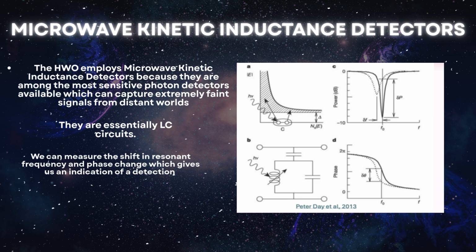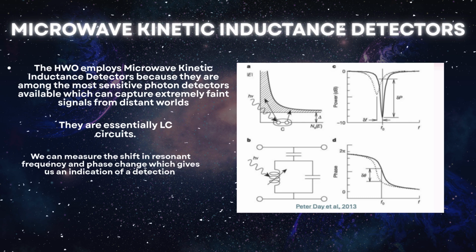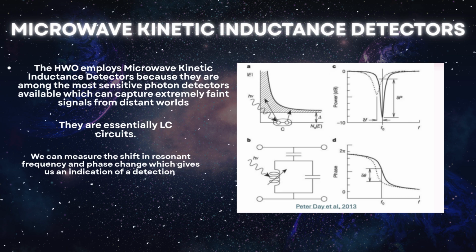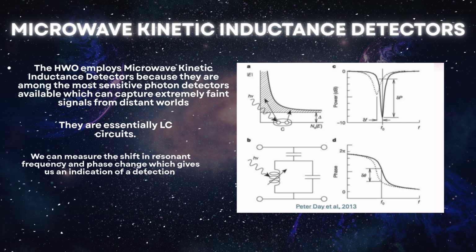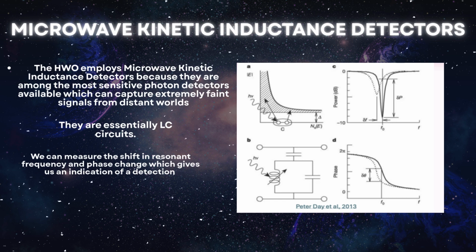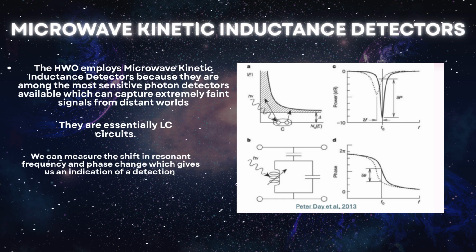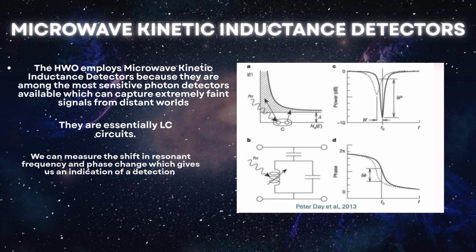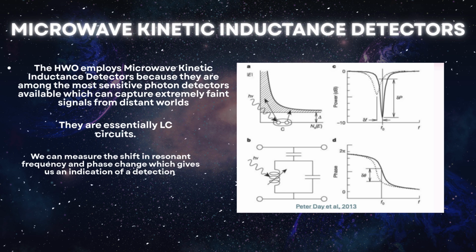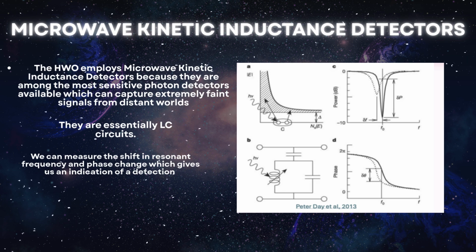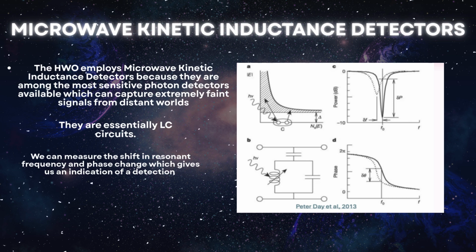The HWO employs MKID detectors because they are among the most sensitive photon detectors available, capable of capturing extremely faint signals from distant worlds. MKIDs are superconducting resonators that behave like LC circuits. Each MKID has a specific resonator frequency, similar to how each guitar string has a natural pitch. In these diagrams, you can see when a photon interacts with an MKID, the resonator frequency shifts slightly, causing a phase change. Capturing these shifts is how we know a photon has been detected.